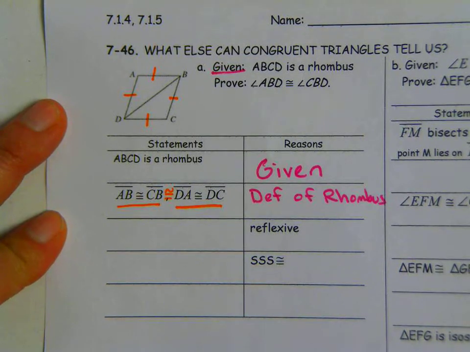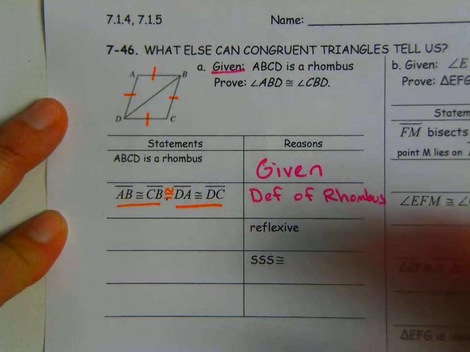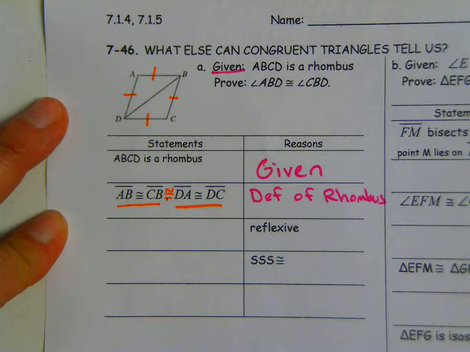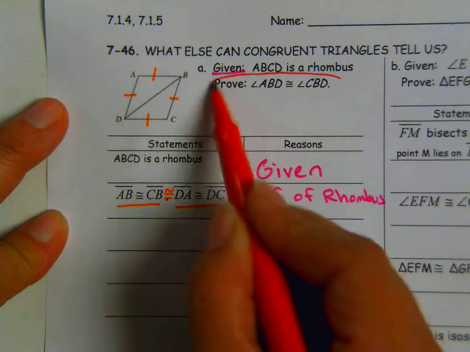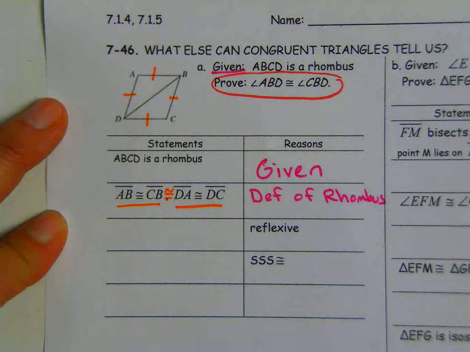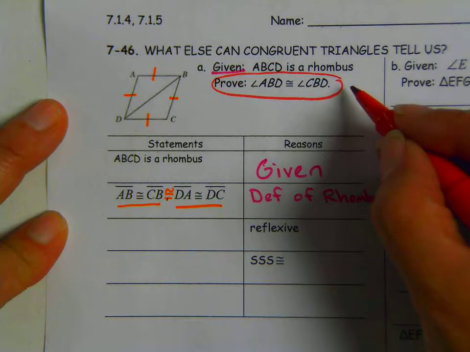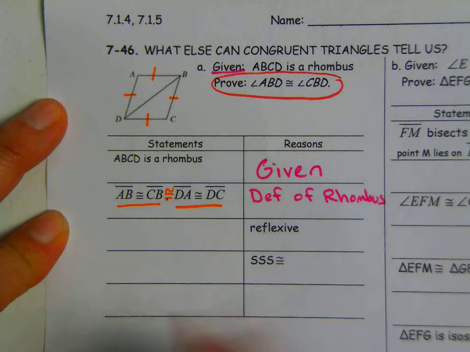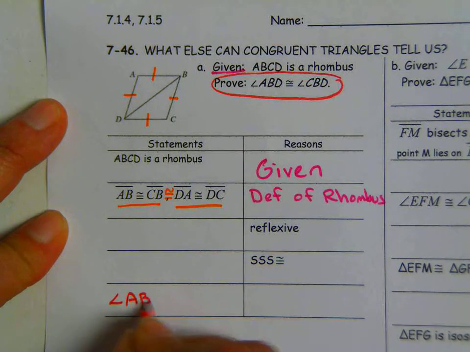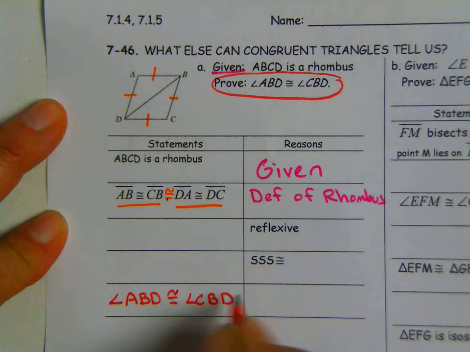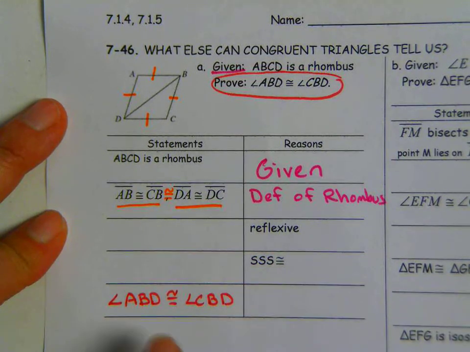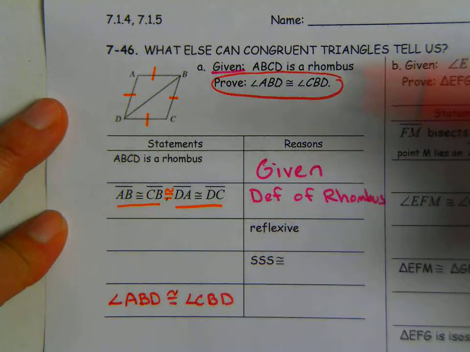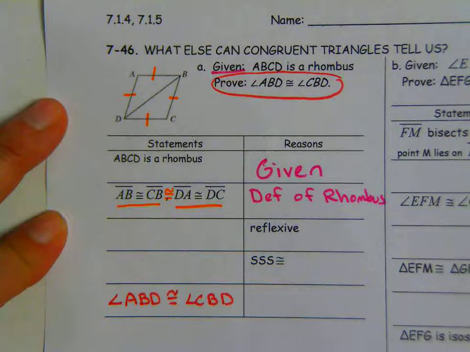Now I've got all my given information, and I need to pause for a second, because what is my goal? My goal is to prove these two angles are congruent. Typically, that's how we're going to end our proof, because that's how we know we're done. So I know angle ABD is congruent to angle CBD. Now I have a direction of where I want to go. I don't mark that because I don't know it yet, but I know that's where I want to go.